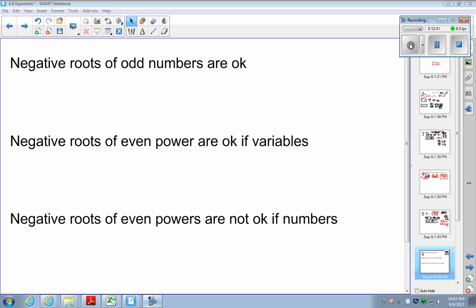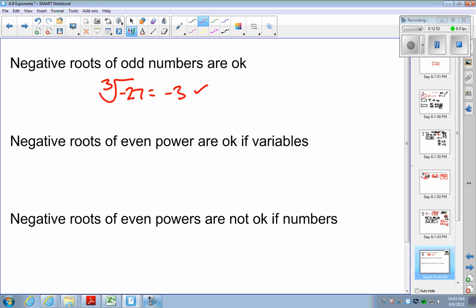So let's try and summarize what we just said a little bit. So negative roots of odd numbers are okay. So something like cube root of negative 27 equals negative 3. That will work because negative 3 cubed is negative 27. Negative roots of even powers are okay if variables. So something like fourth root of x to the negative 16th. Okay, 4 goes into negative 16 negative 4 times. We'll let that be okay with variables. Okay, it should be the absolute value, but we're not going to get into that little specific rule.